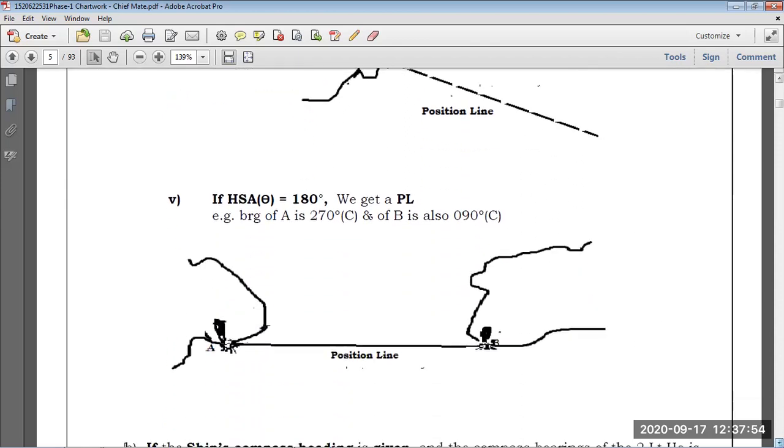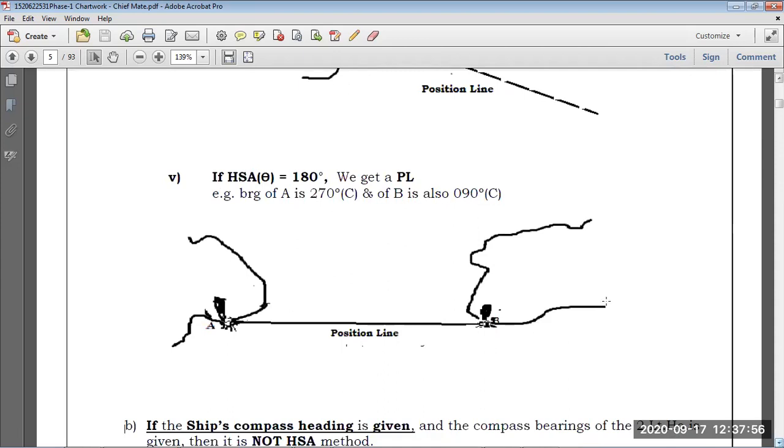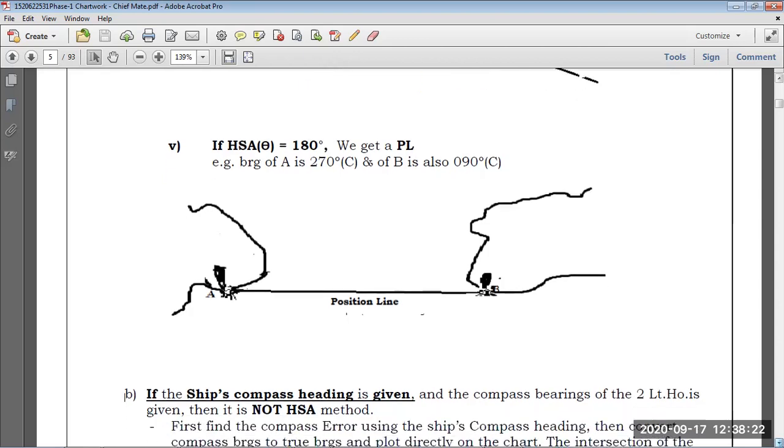And case 5 is HSA is equal to 180 degrees. So we get a position line directly, no need to do anything. Whenever HSA is equal to 180 degrees, just join the two lighthouses and that is our position line. So the ship is anywhere on this position line. Suppose we are here. The bearing of lighthouse A is 270, the bearing of lighthouse B is 090. So it can be anywhere on this position line. It will have the same bearings.